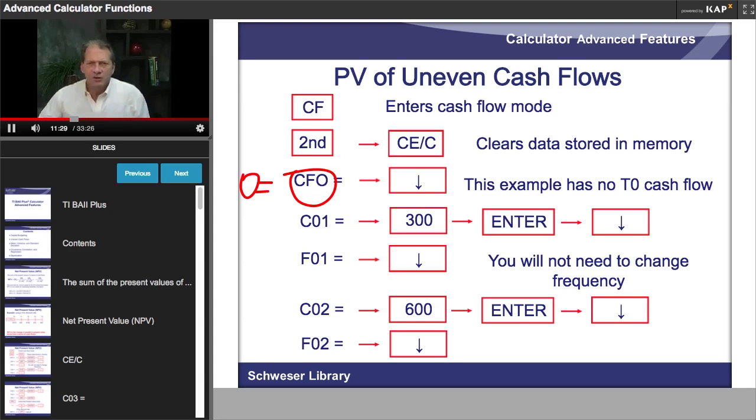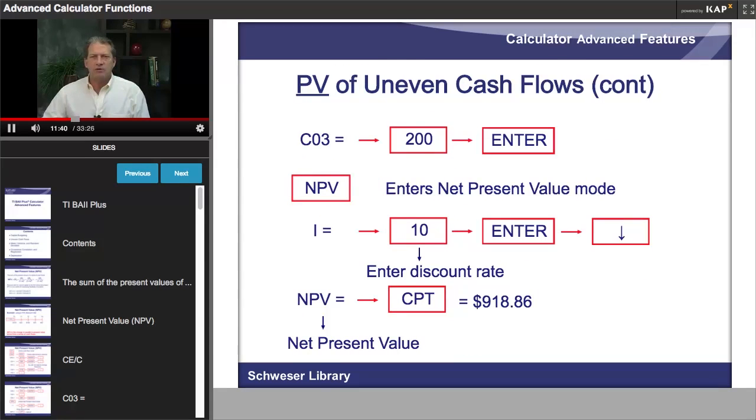So again, we'll enter 300 with a frequency of 1, so we can scroll by that. We'll enter 600. That also has a frequency of 1, so we can scroll by the FO2, which is already set to 1. We'll enter that third cash flow, and then enter the NPV, net present value mode. Tell it that interest rate is 10% again, hit enter and scroll down. And then we get our net present value.